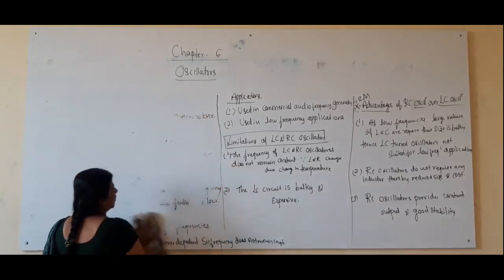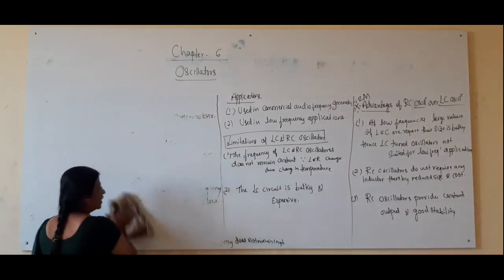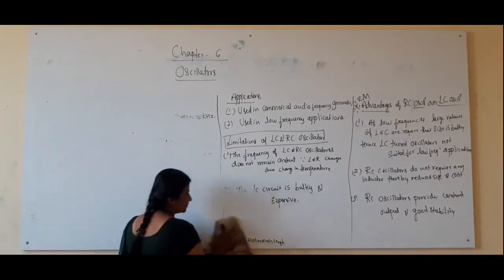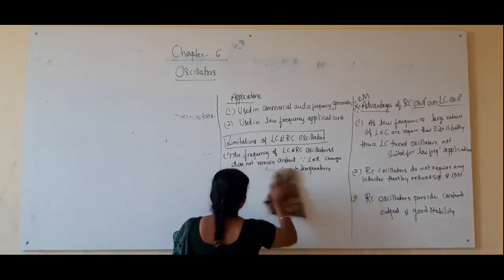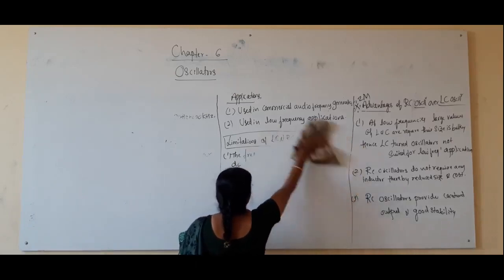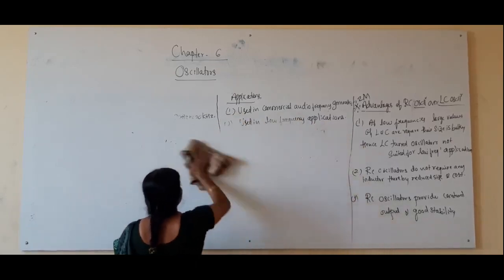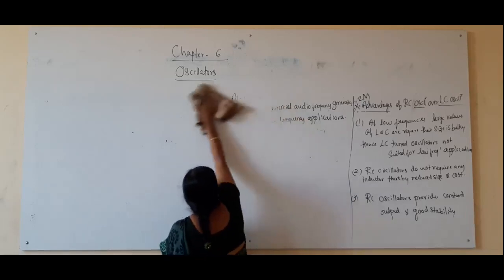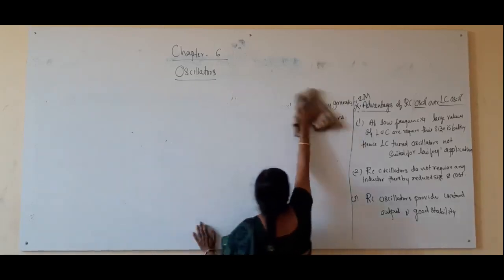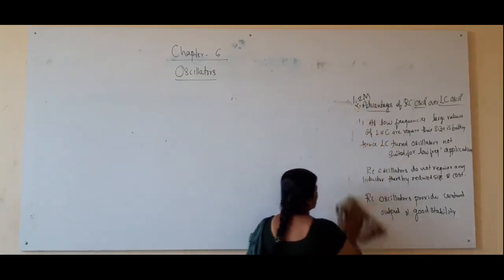Now let us solve the problems related to the Wien bridge oscillator. Two or more problems are given in your textbook. So let us solve those 2 to 3 problems on the RC oscillator, that is, the Wien bridge oscillator.